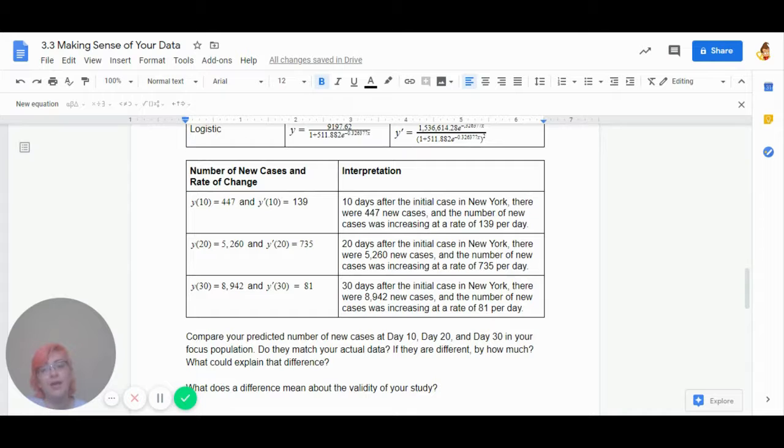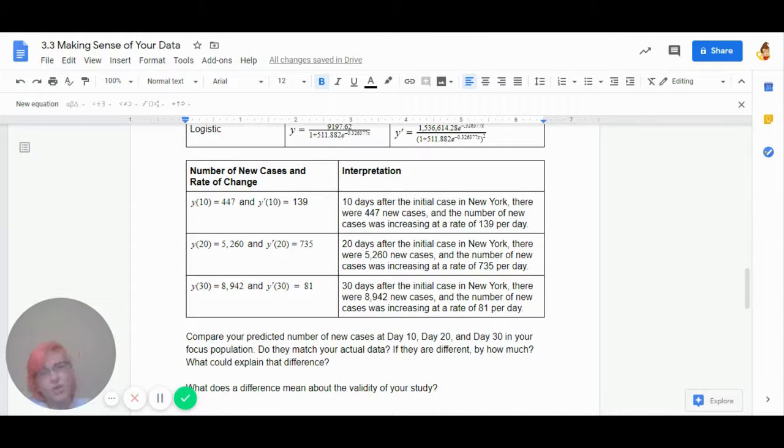So you can now compare them. And the first thing you can look at is, does your predicted number of cases match your actual data? Here, they're a little different. By how much? Well, that difference is going to be explained by the fact that there's still 6% of variation in Y that is not explained by the change in X via our curve of best fit equation.